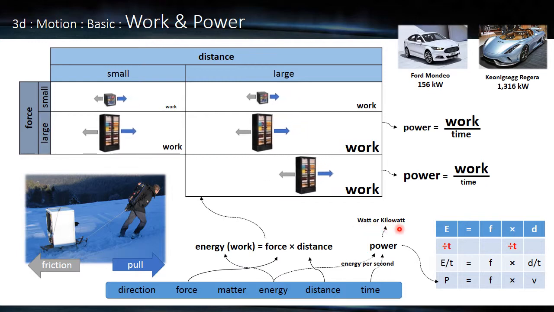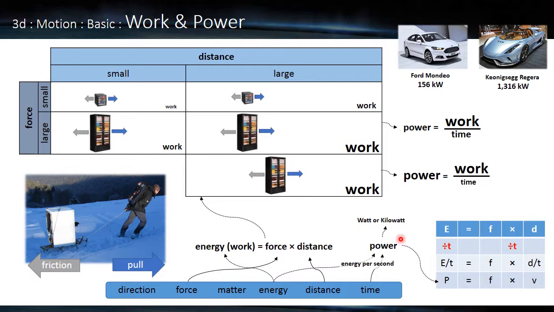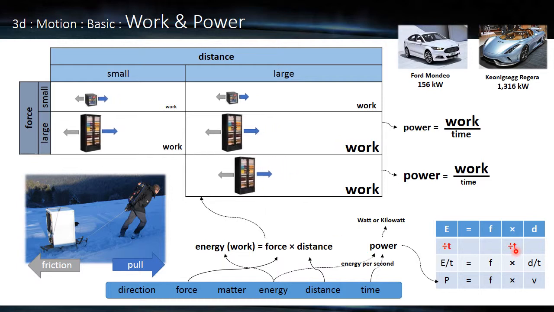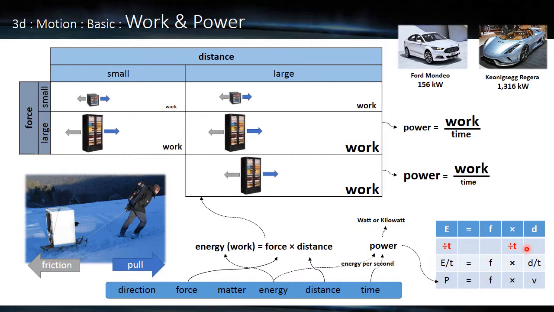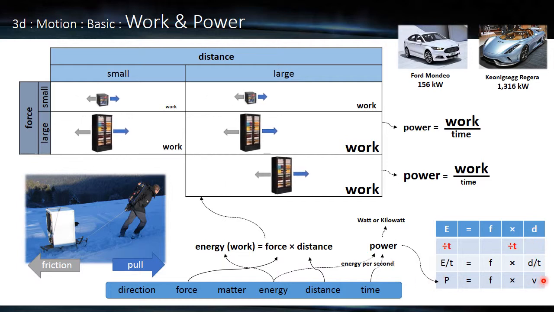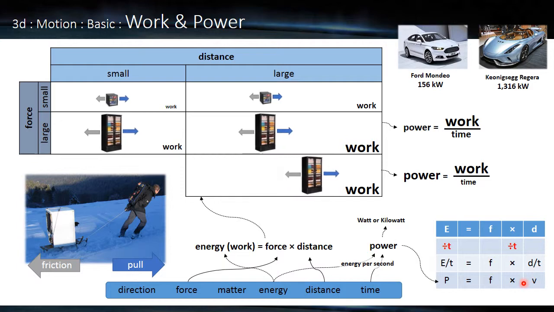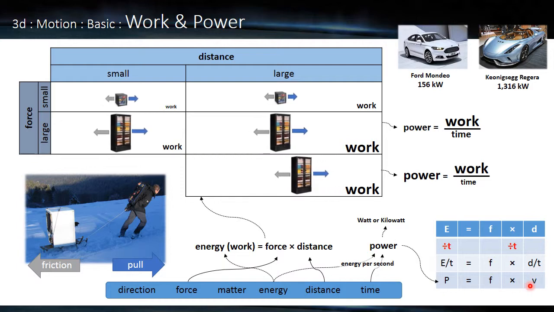Kilowatt would be 1000 watts. Now if we take this equation, divide both sides by time, here we get energy divided by time, which as we've just said is power, and distance divided by time is more commonly known as speed or velocity. So that gives us a new formula there.